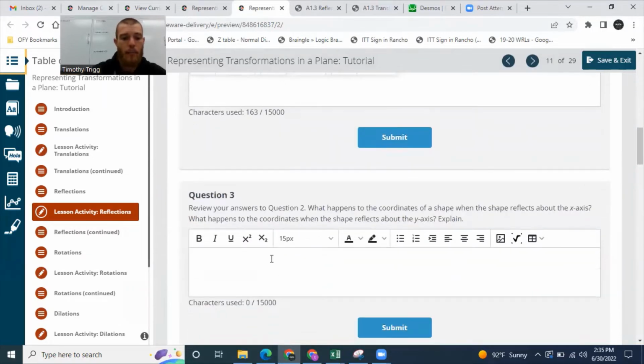So we could say, when reflecting a shape across the x-axis, the x-coordinate remains the same, and the y-coordinate changes signs.